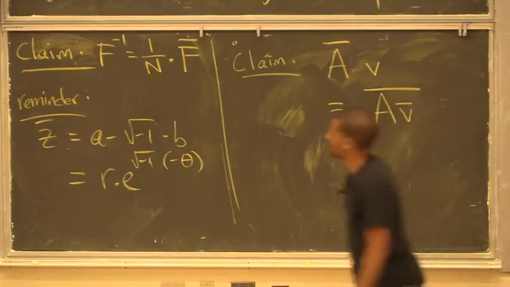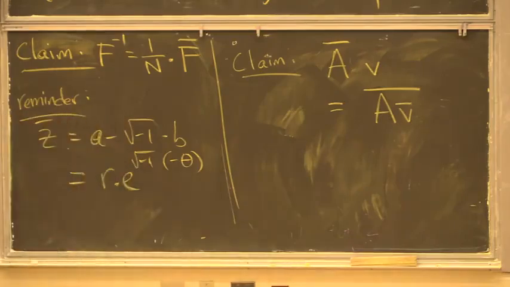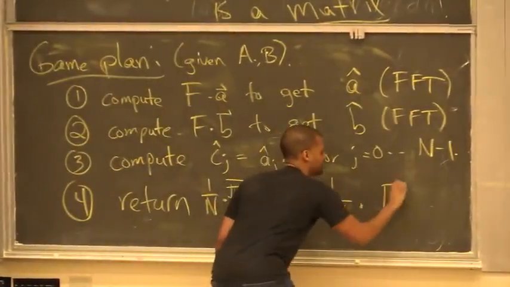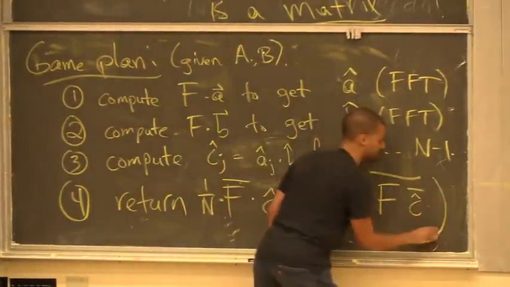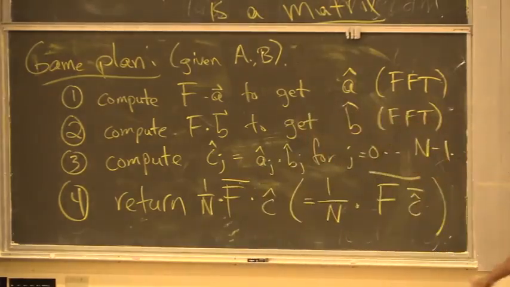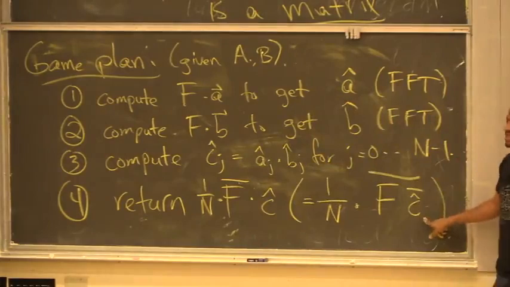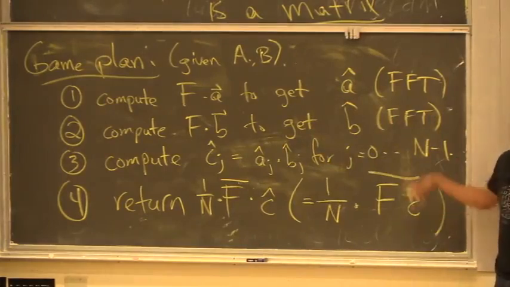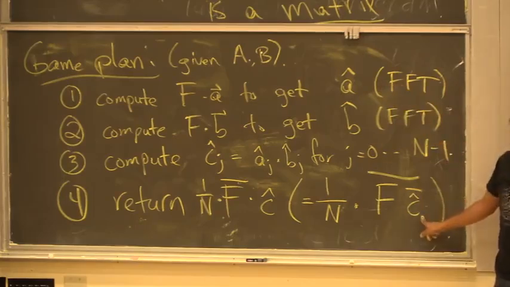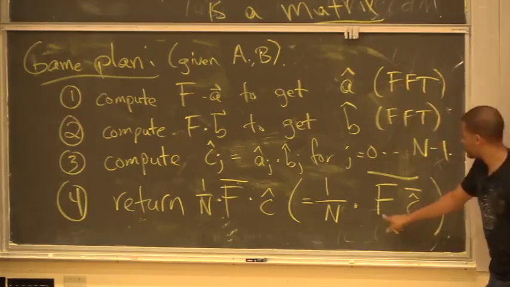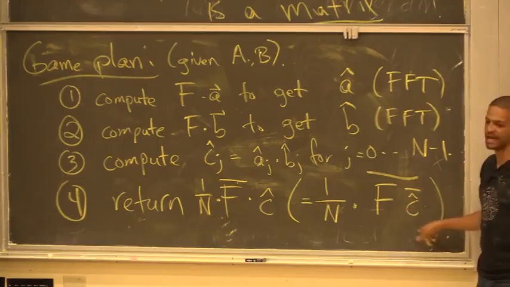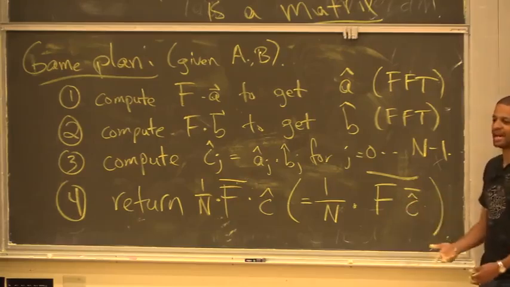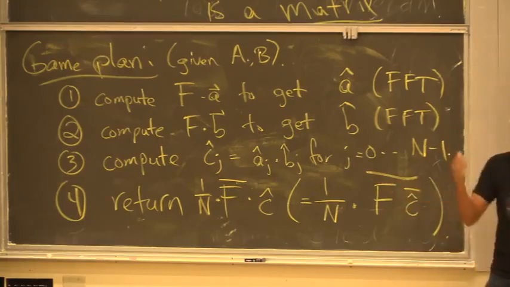So what this tells me is this thing is the same thing as 1 over n times F applied to C hat bar, and then I bar that. Okay? Barring this vector is, again, linear time. I just go through one by one in this vector and do complex conjugate on all the numbers in it. Now I apply F to that. F is the DFT. I know how to do that. That's just the FFT. Now I get an output answer, and then I just bar that answer.